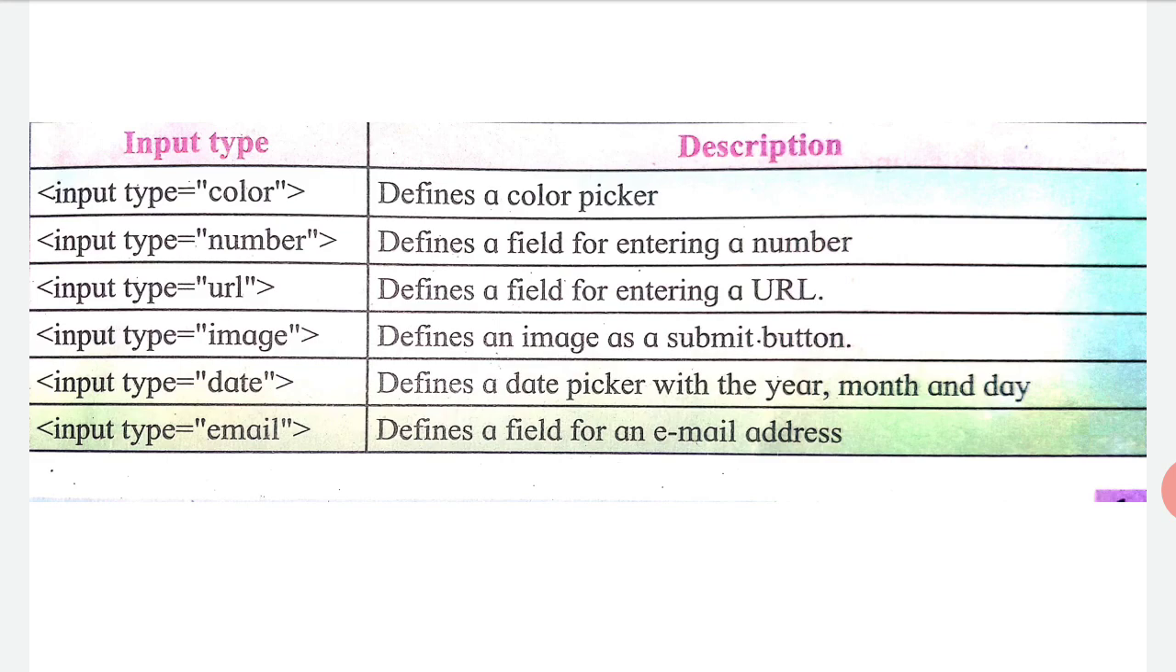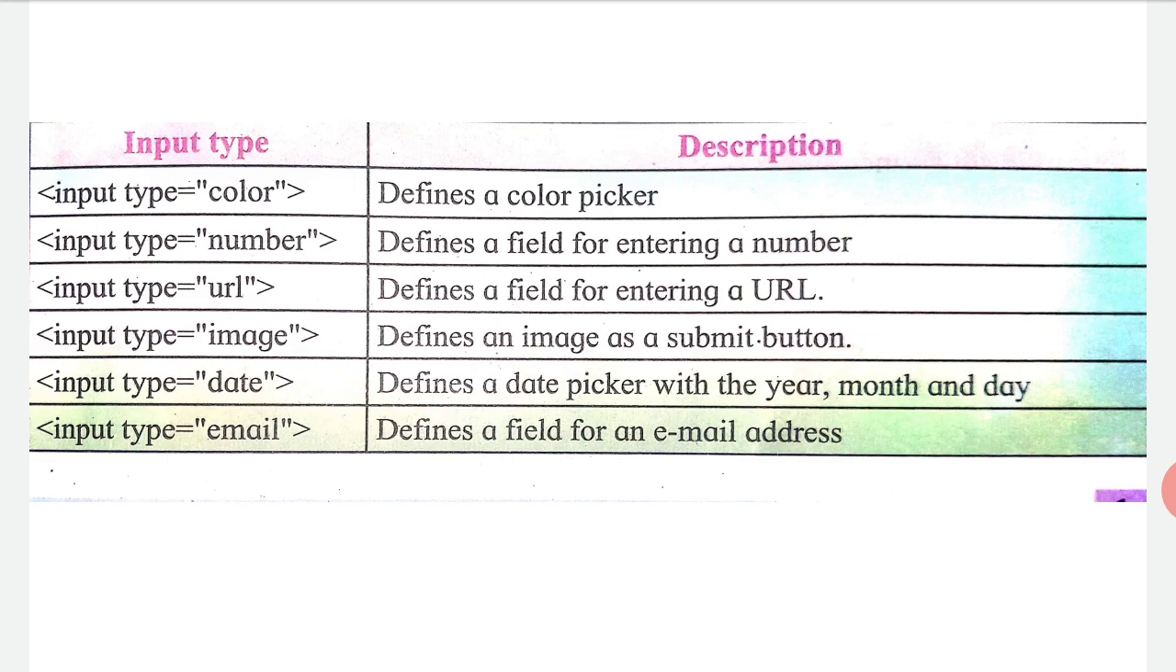Now we discuss input type equal to image. Input type equal to image defines an image as a submit button. Then input type equal to date. Students, you know the date format. In date format, day, month and year are available. So it defines a date picker with the year, month and day.